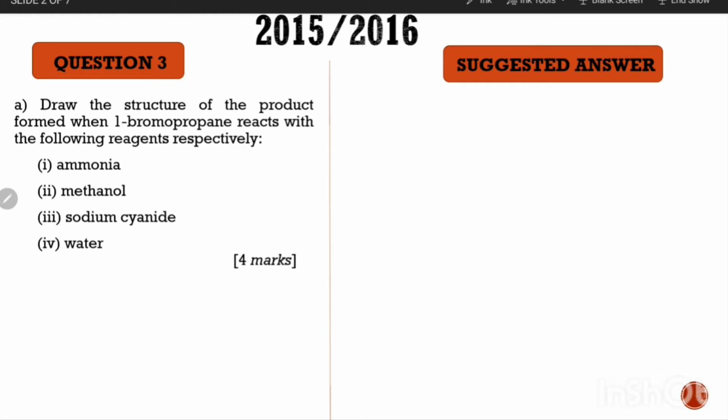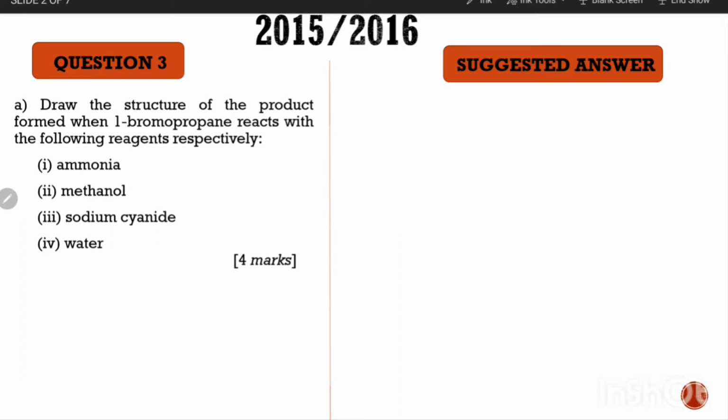So question 3A, draw the structure of the product formed when 1 bromopropane reacts with the following reagents respectively. Number 1, ammonia. Number 2, methanol. Number 3, sodium cyanide. And number 4, water.